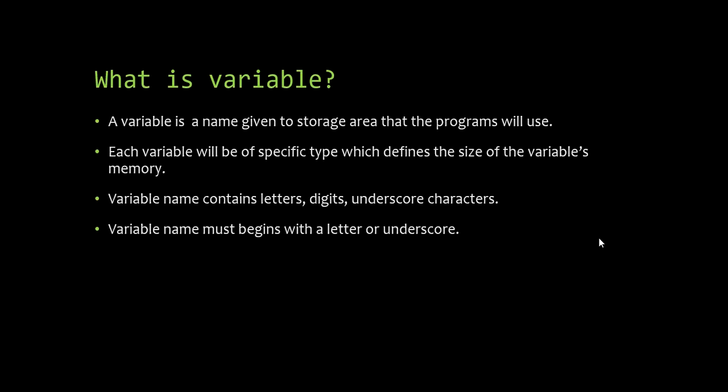A variable is a name given to a storage area that the program will use, just like we have used the int variable, float variable and char variable. Each variable is of a specific type, which defines the size of the variable in memory. We have used int, which is 2 bytes, float, which is 4 bytes, and char, which is 1 byte. The variable name contains letters, digits and the underscore character. We have defined the variables x, y, z, f1, c1, etc.